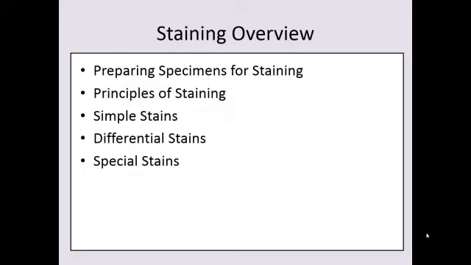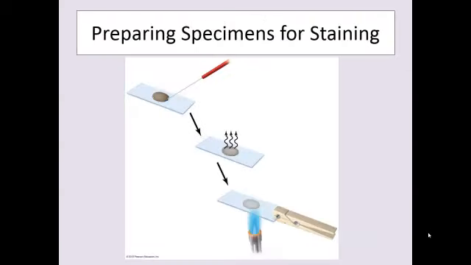So in this topic we're going to cover preparing specimens for staining, principles of staining, simple stains, differential stains, and special stains. When we're going to prepare a specimen for viewing with a light microscope, there are certain things that we have to do, and you will be doing these in lab. The first thing that you do is you make a smear.